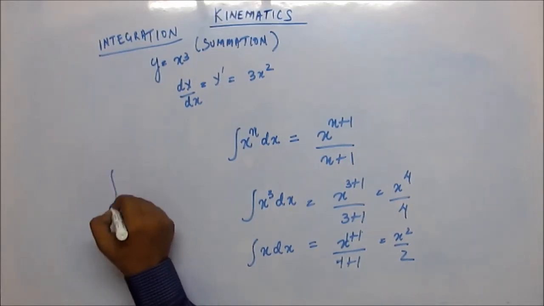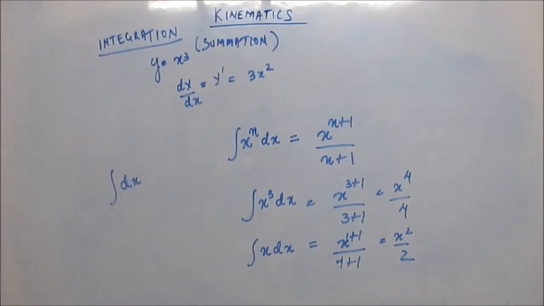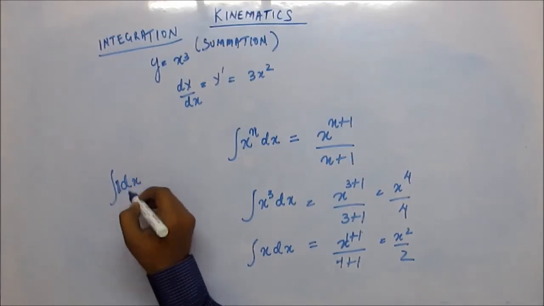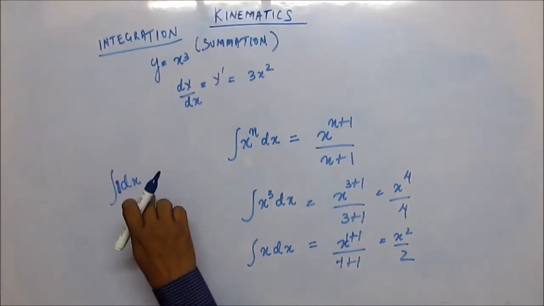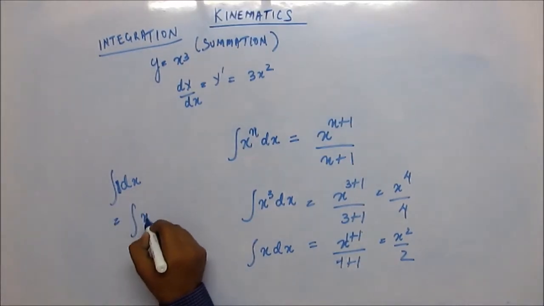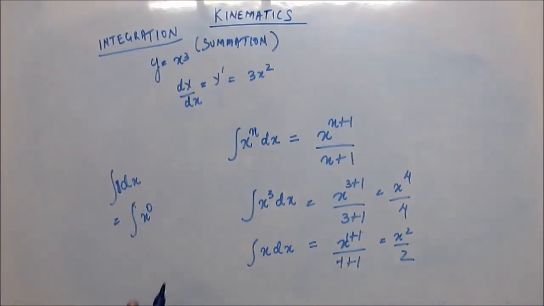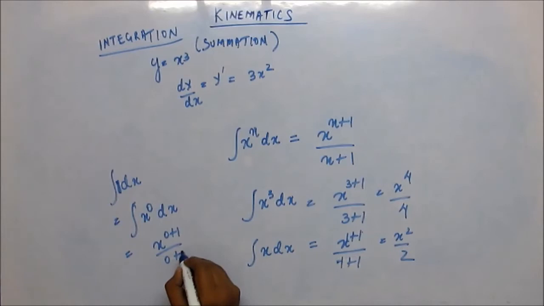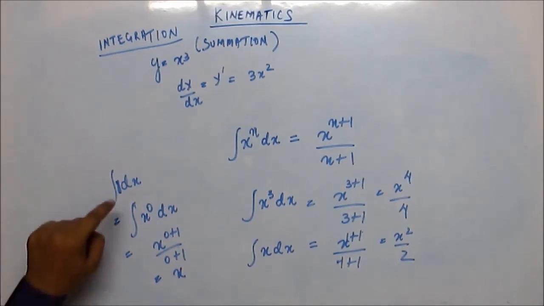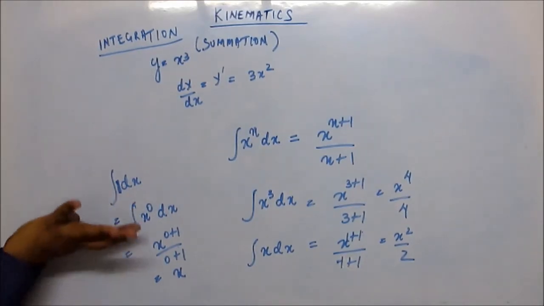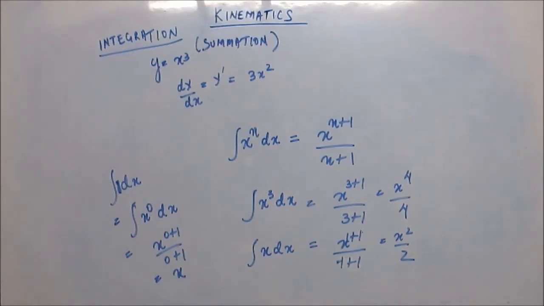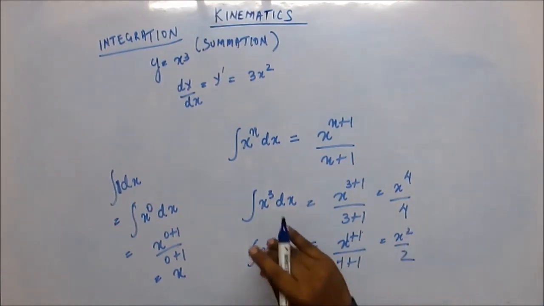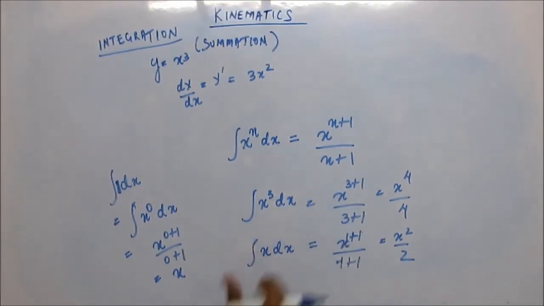Can you guess what will be the integration of simply dx? There is no function. Actually, there is one function, which is 1. Integral dx meaning we are integrating 1 in terms of x. 1 can be written as x to the power 0. So you are integrating x to the power 0 in terms of x. So that would be x to the power 0 plus 1 upon 0 plus 1, which is simply x. So integration of dx is x. Integration of x cubed would be x to the power 4 by 4. You just have increased 1 at the head of x and the same number in the denominator.